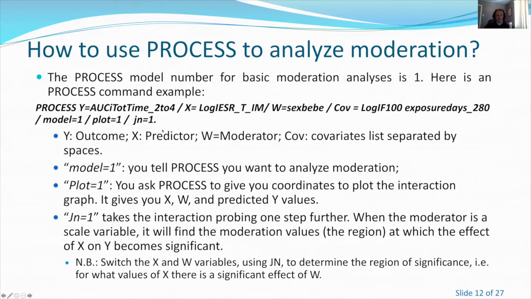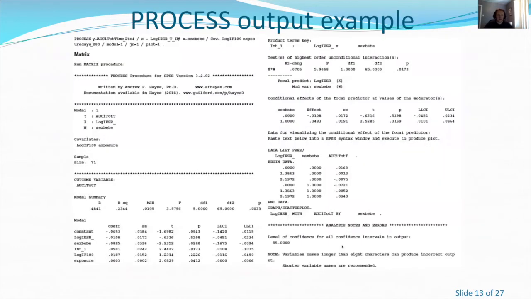And then Jn equals 1 is a very nice little thing. In this setting, with sex of the child being dichotomous, 0 for males, 1 for females, SPSS will give you, if the effect of distress on cortisol is significant, what the effect is for boys and girls, and if it's significant for boys and for girls. But when you have a continuous moderator, you might want to know at which point in the moderator the effect of the predictor on the outcome becomes significant. And that is what Jn equals 1 will tell you. We'll show you an example of that later.